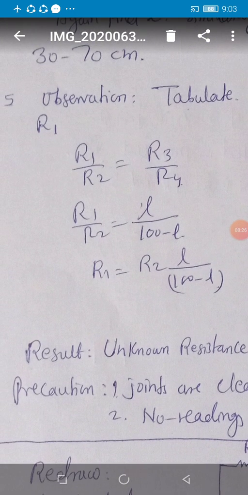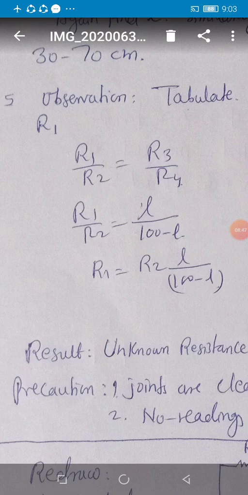Same formula, Wheatstone bridge: R1 upon R2 is equal to R3 upon R4. So, student, R2 is known from the resistance box, L is known from the experiment, and 100 minus L you can calculate. So you can get the value of the unknown resistance.